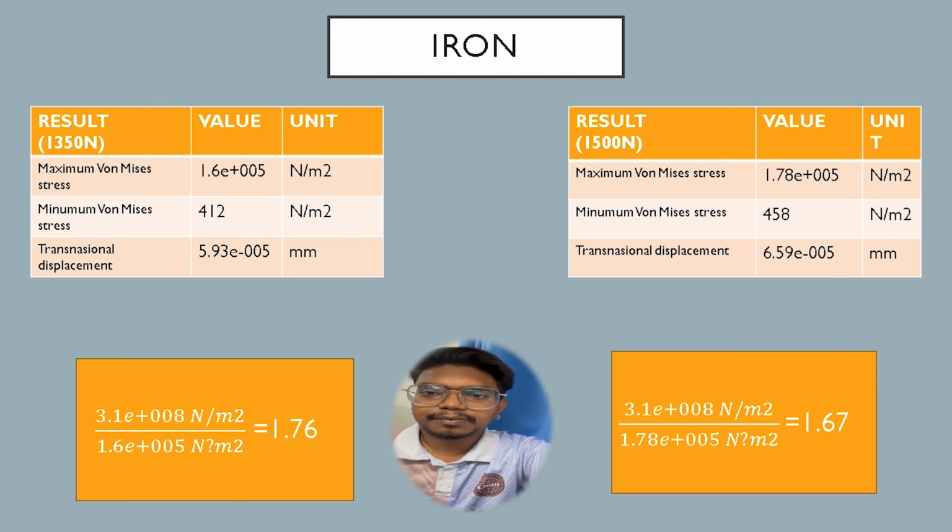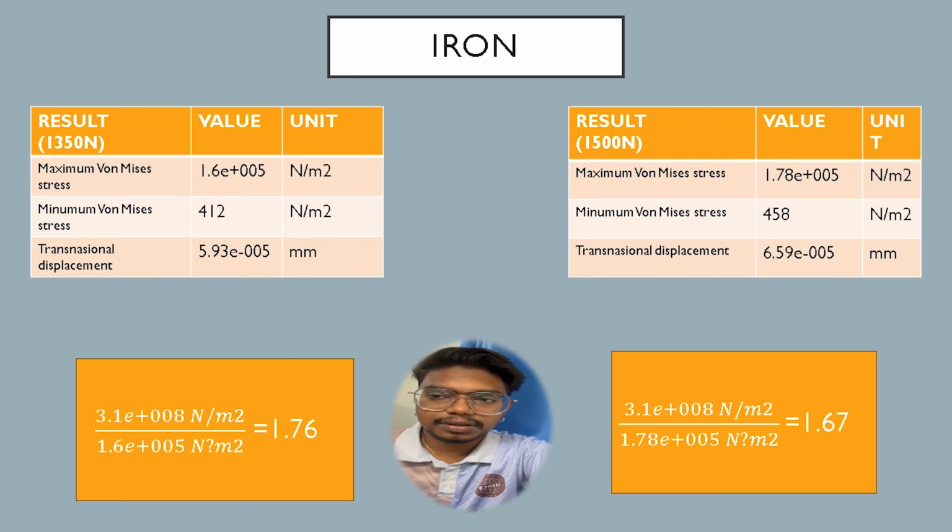The maximum von Mises stress we got is 1.6 e plus 0.05 Newton per meter square, and the minimum von Mises stress is 412 Newton per meter square, and the translational displacement we got is 5.93 e minus 0.05, the unit is mm. And for the 1500 Newton, the maximum von Mises stress that we got is 1.78 e plus 0.05.